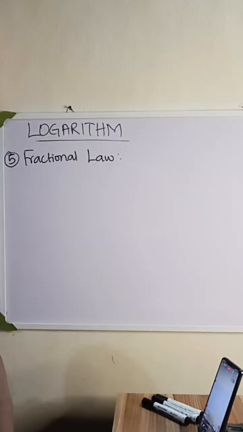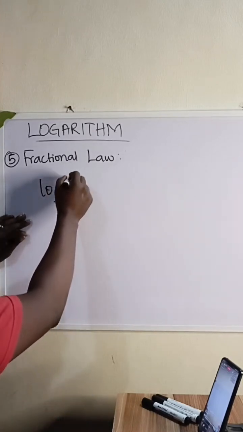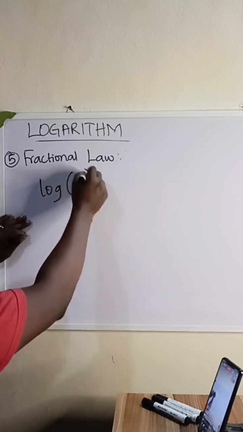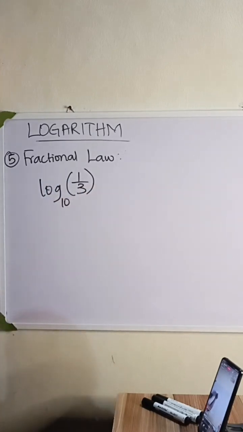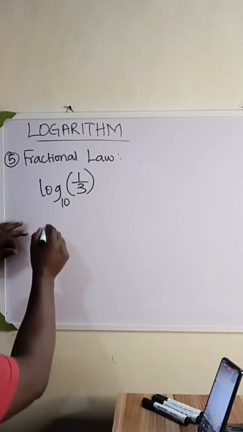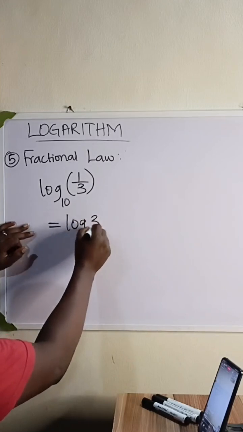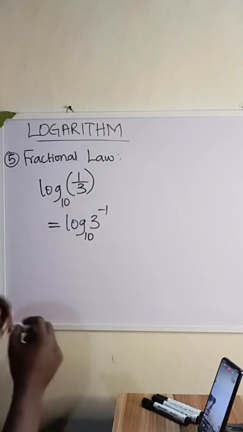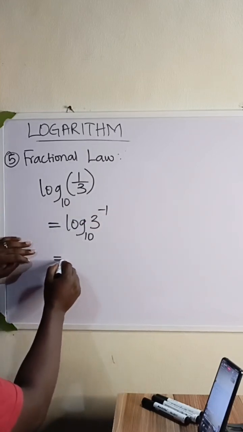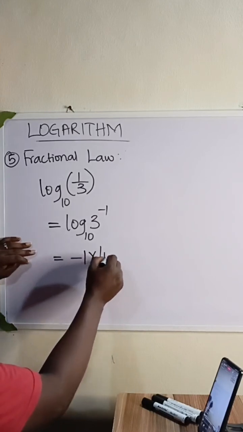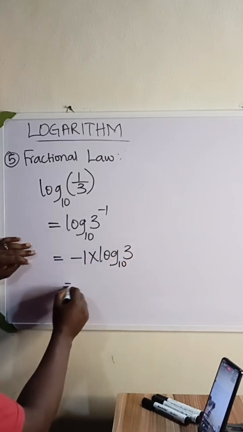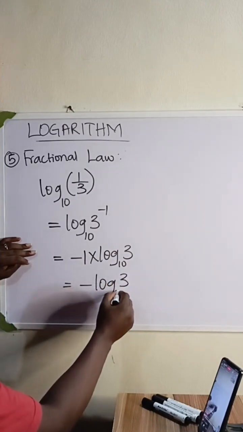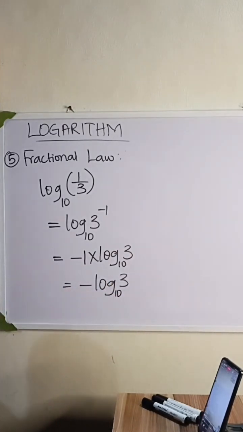Okay, let's look at an example. Log 1 over 3 base 10. This will be log 3 to the power of minus 1 base 10. And also this will be minus 1 times log 3 base 10, which is minus log 3 base 10. So with this, we go to the sixth law.